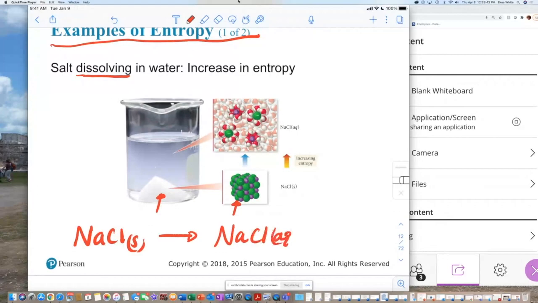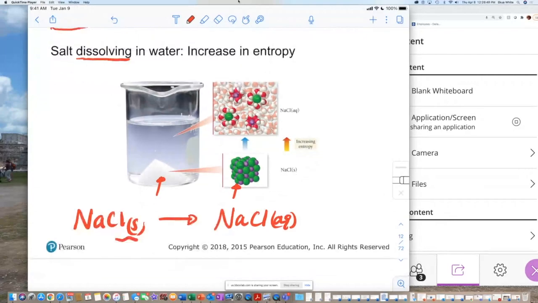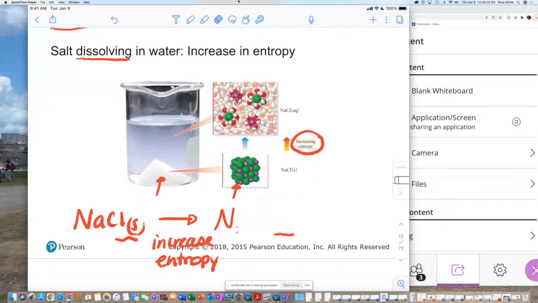They didn't even ionize this. Let's not worry about that. They're focusing on the energy change, right? So going from a solid to aqueous, we're told this process has an increase in entropy. So this is increased entropy. So even though they wrote it like this, I like to write it like this because in reality, look at the picture. The sodium ion is separate from the chloride ion.